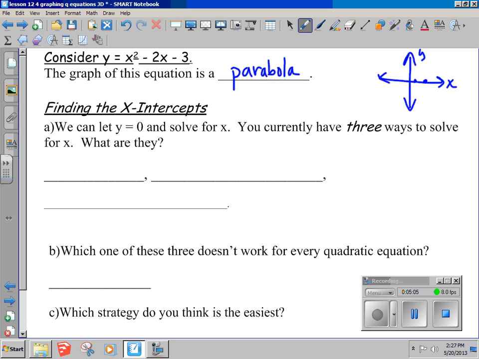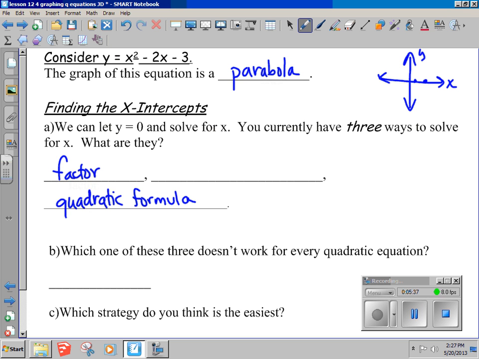Currently, we have 3 ways to solve for x in a quadratic equation. Robbie? You can factor it. Michael? Use the quadratic formula. What's the other one? We spent a couple days on it. Andrew? Isolate the x squared term, yep. And sometimes we had to manipulate it.